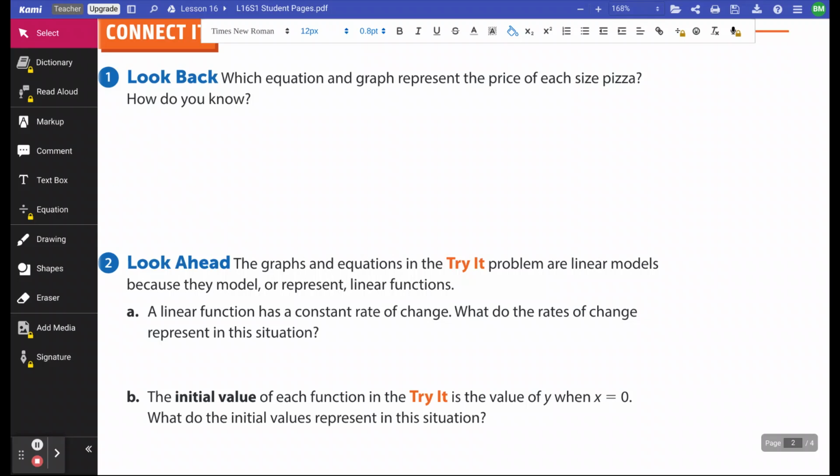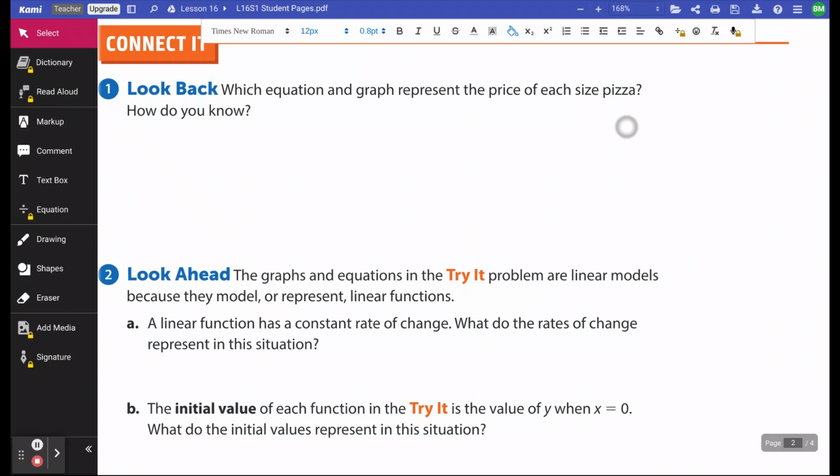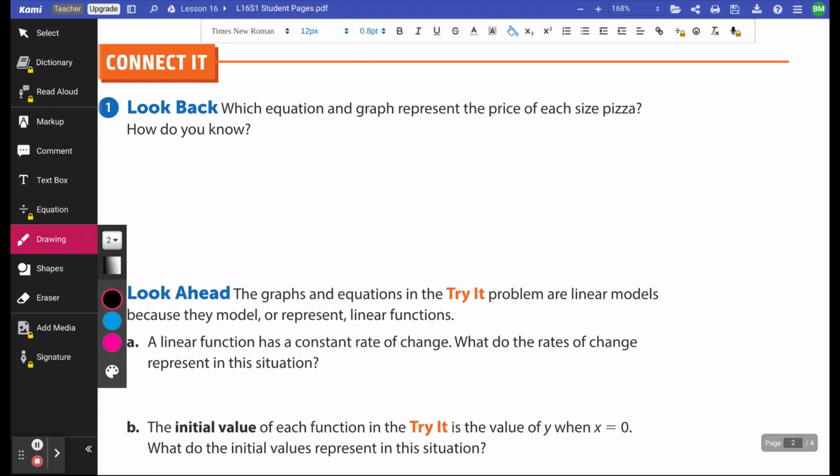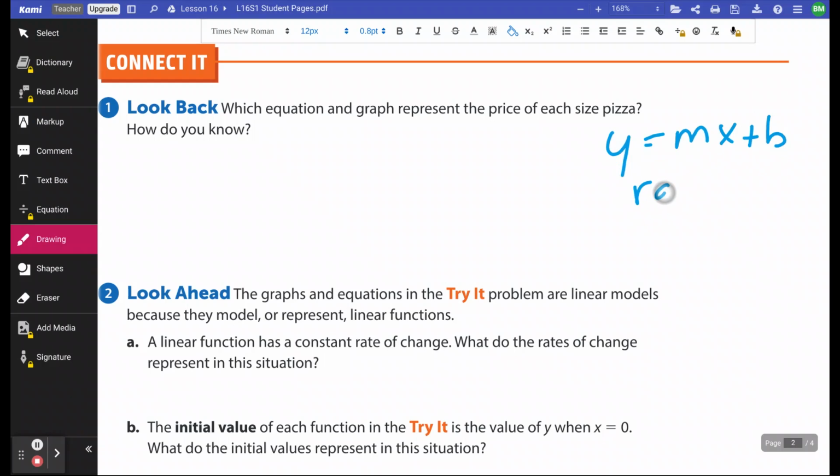So talk about what numbers and what parts of the y equals mx plus b equation connect to those numbers, right? So remember y equals mx plus b. So talk about rates of change, and talk about initial values.